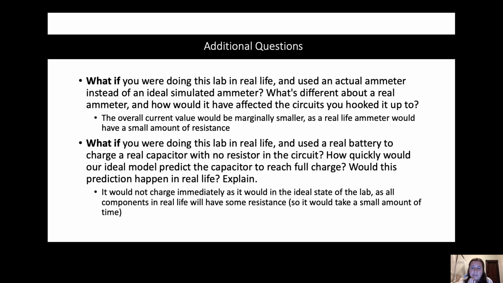And if we're doing this lab in real life and use a real battery to charge a real capacitor with no resistor in the circuit, it would not charge immediately as it would in an ideal state of the lab without this resistor, because in real life, the components all have some resistance. So it would take a small amount of time to charge.